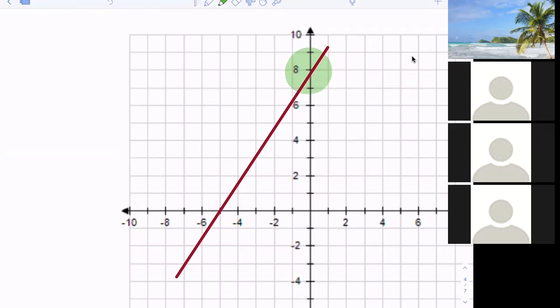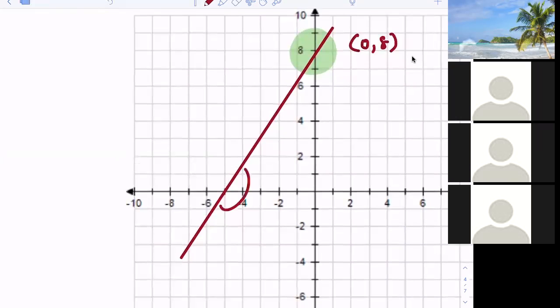The y-intercept is 8. So you mark the y-intercept as (0, 8). At the y-intercept, the x value is always 0. The x-intercept over here is -5, so that would be (-5, 0). So write down in your notes: whenever you want to find the x-intercept, the y value is 0. Whenever you want to find the y-intercept, the x value is 0. It seems backwards, but that's how it works.